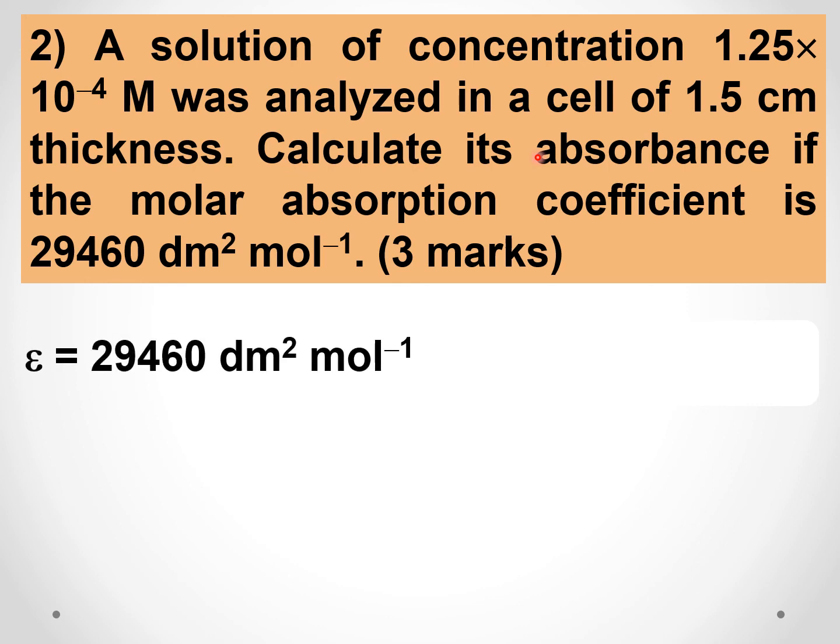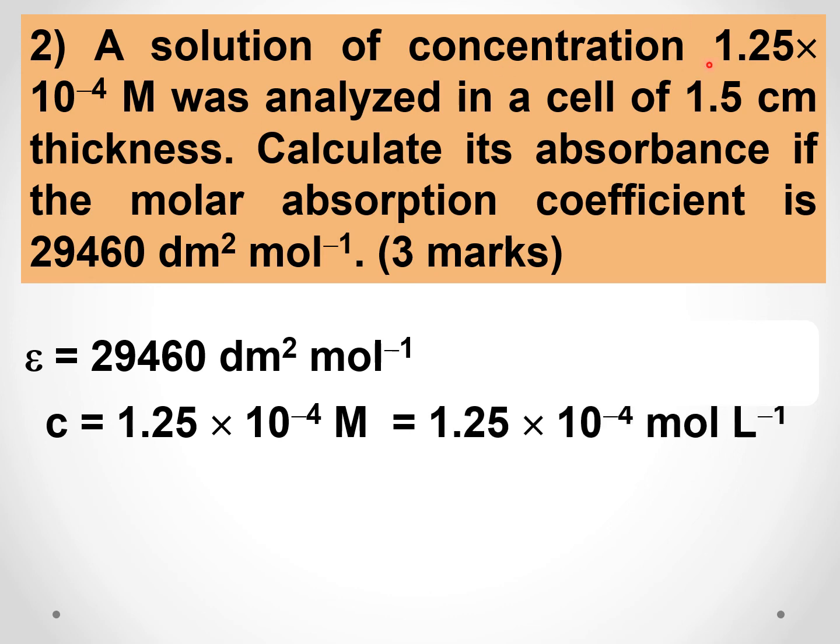So epsilon is given, molar absorption coefficient 29460 dm² mol⁻¹. Concentration is given, 1.25 × 10^-4 molar, that you can write as 1.25 × 10^-4 mole per liter. Molar means mole per liter. And path length L is given, 1.5 centimeter.